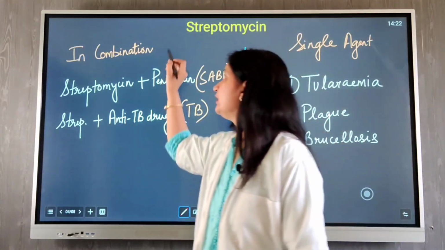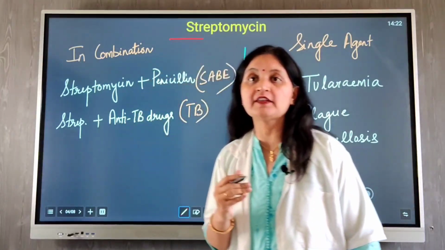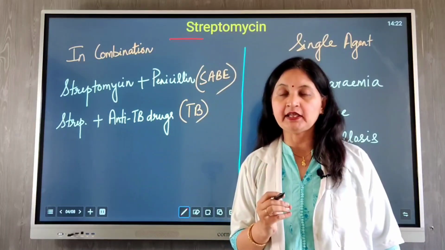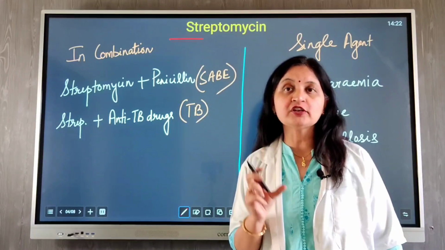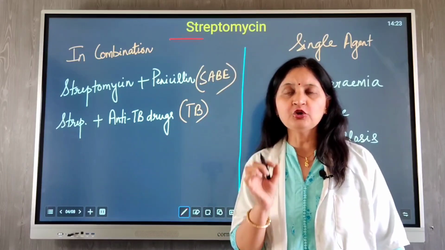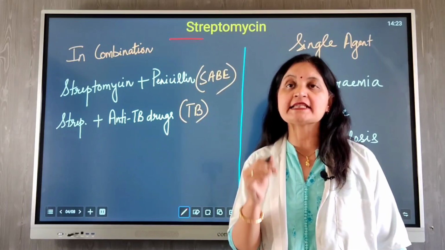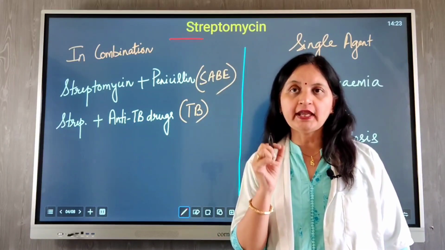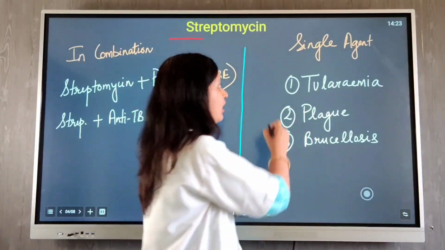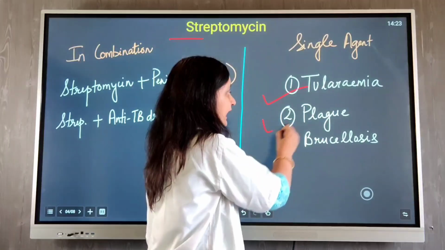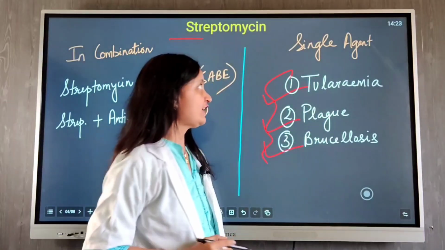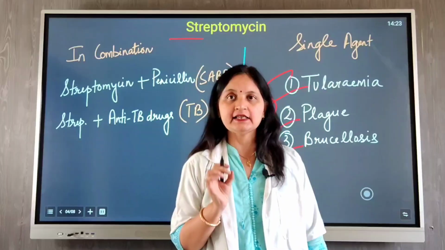Streptomycin use is reduced. It is rarely used nowadays because resistance to streptomycin develops very rapidly. So streptomycin is usually used in combination with other antibiotics. It has few indications where they are used as a single agent. So indications where streptomycin is used as a single agent are tularemia, plague and brucellosis. So these are the few indications where streptomycin is used as a single agent.